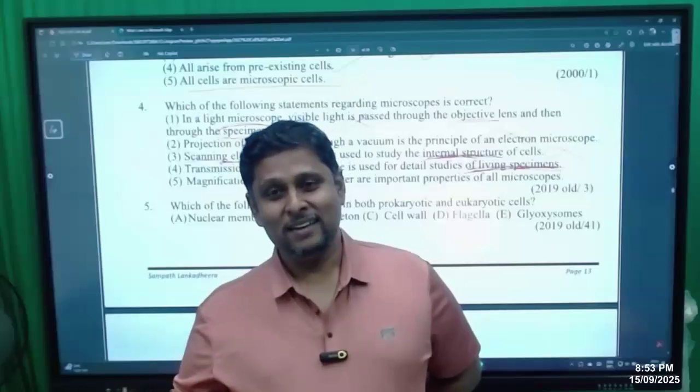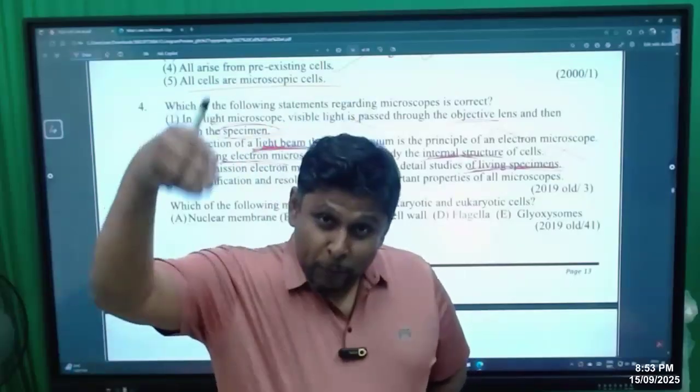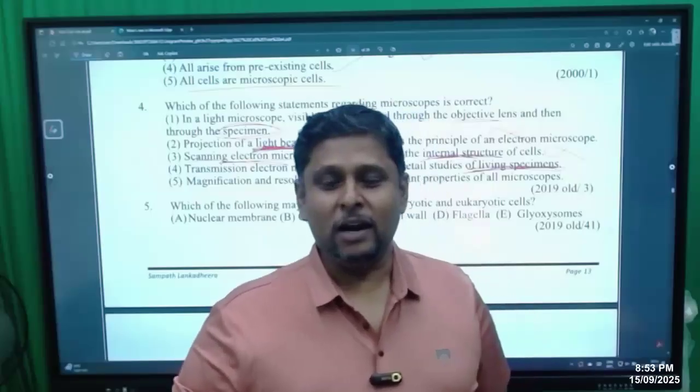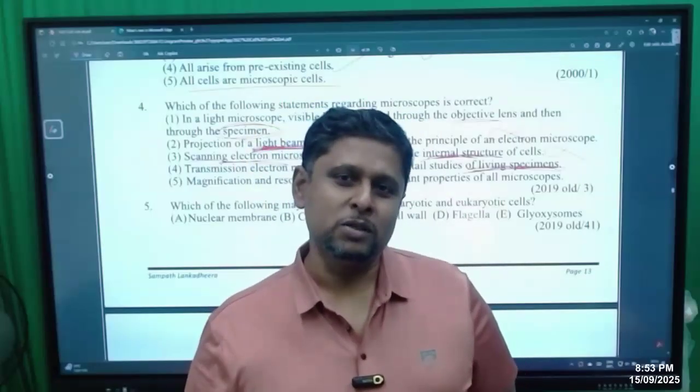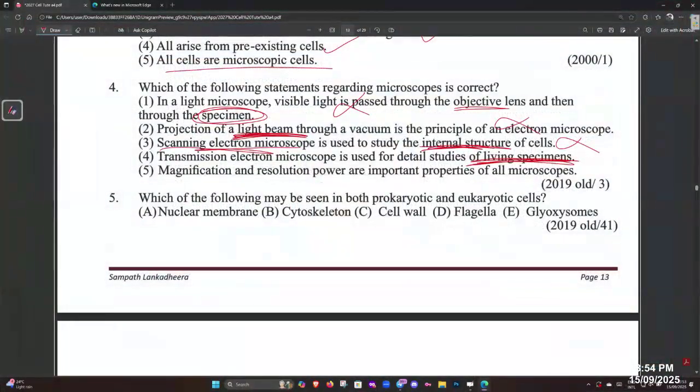Next thing is, you put the specimen in a vacuum. The electron microscope has a vacuum. So there is no way that you can observe any live specimen. That is not correct. No live specimen, my dear. So that is wrong. Magnification and resolution power are important properties of microscopes. Answer is 5.